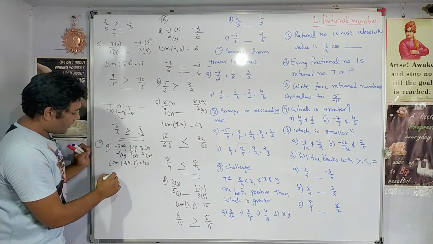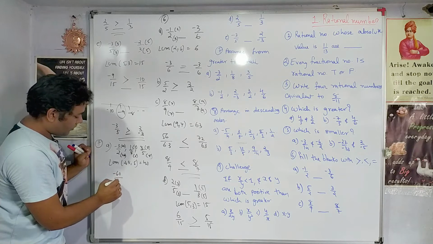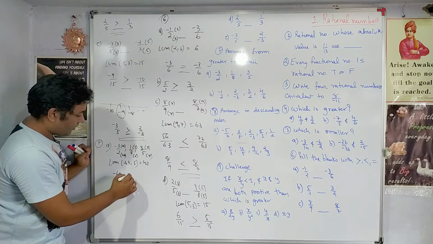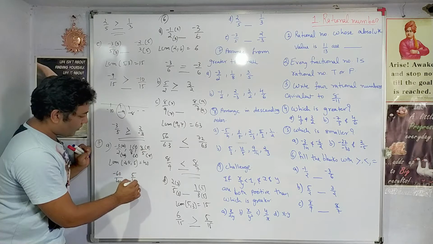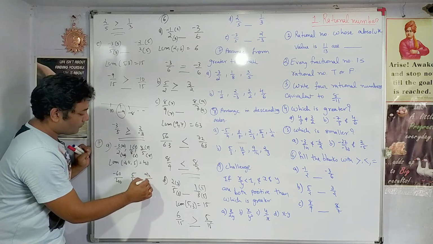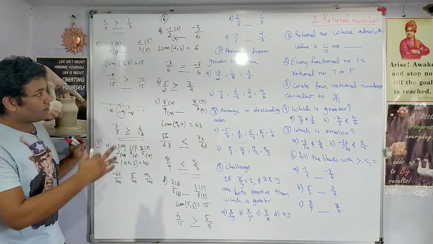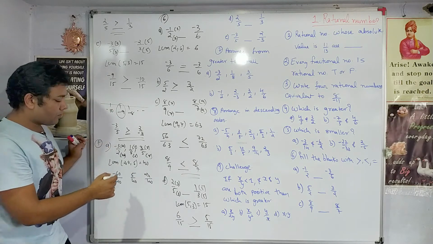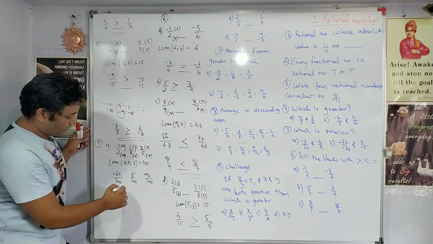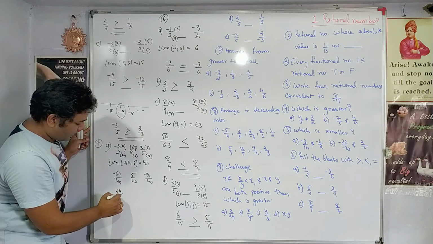So the steps will be minus 60 upon 40, this will be 5 upon 40, this will be 24 upon 40. They have asked us to arrange from great to small, so which is the greatest number? This one, 24 upon 40, correct?